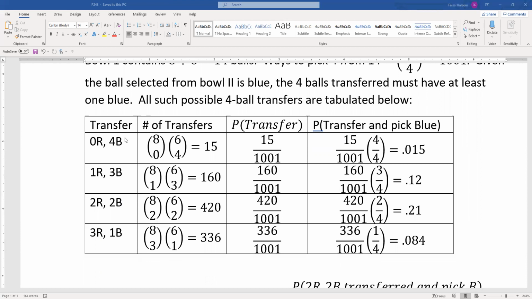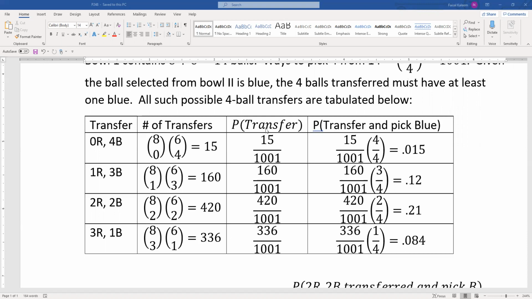So the number of ways in which this first transfer can happen, 0 red, 4 blue, is you pick 0 red out of the 8 and 4 blue out of the 6. Remember, the 4 balls are being picked from bowl 1, which had 8 red balls and 6 blue balls. That's the first thing that was given in the problem. And so the number of ways of picking 0 red from 8 and 4 blue from 6 is 8C0 times 6C4 equals 15. Similarly, 1 red and 3 blue would be 8C1 times 6C3 equals 160, and so on.